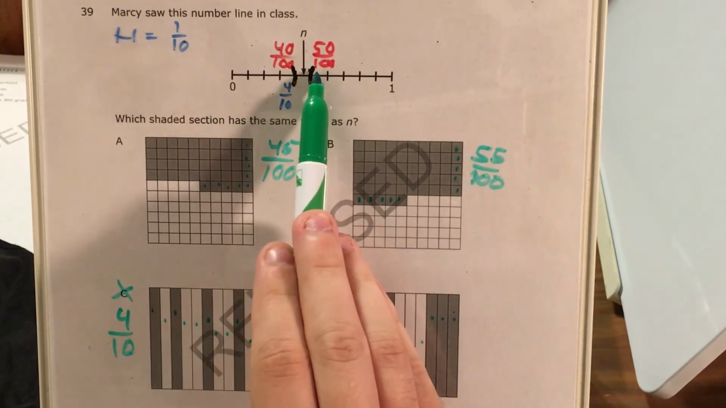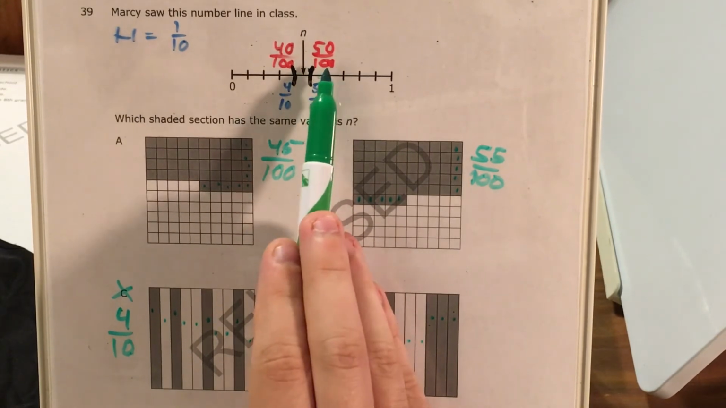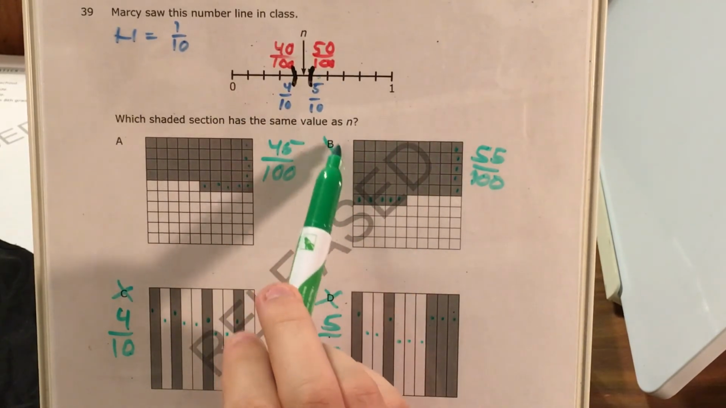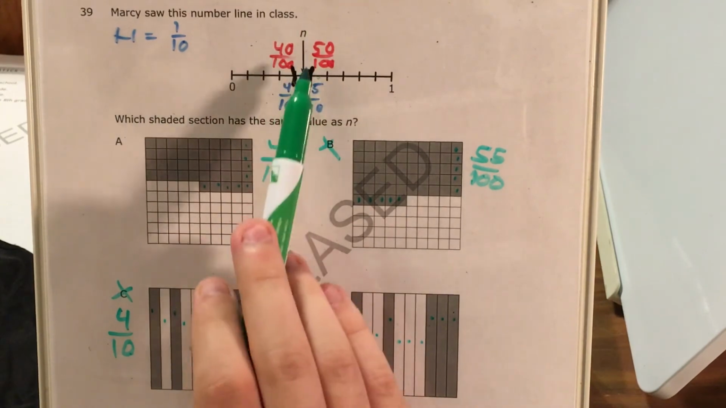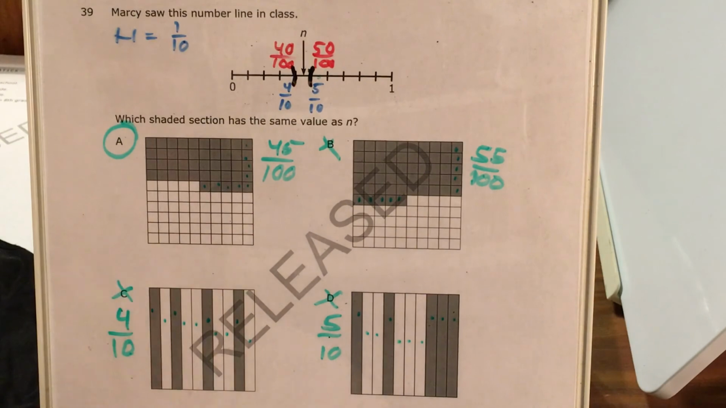55 out of 100 would be around here, just to the right of 5/10 or 50 hundredths. And that is not what I'm looking for. So my best answer, even though I don't know exactly where N should be, the best answer for this is going to be A, 45 hundredths.